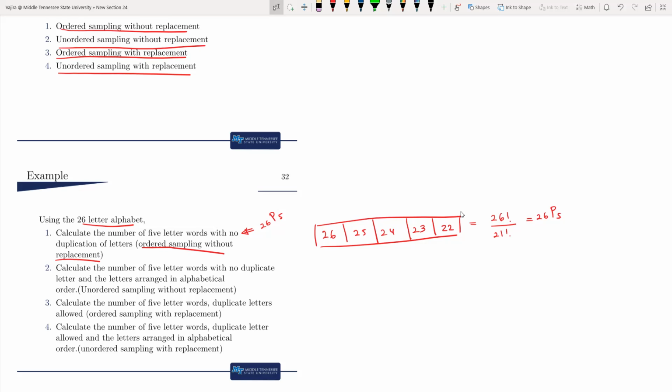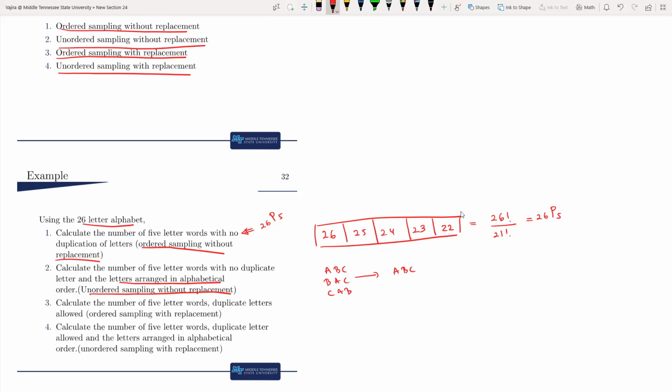The next one says calculate the number of 5-letter words with no duplicate letters and the letters arranged in alphabetical order. So this is unordered sampling without replacement. The letters are arranged in alphabetical order, so that means once you pick those 5 letters, the set is represented by one word. For example, if you have ABC, BAC, and CAB, all of these are replaced by one, ABC.